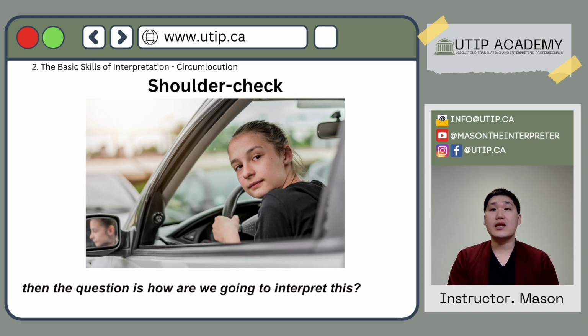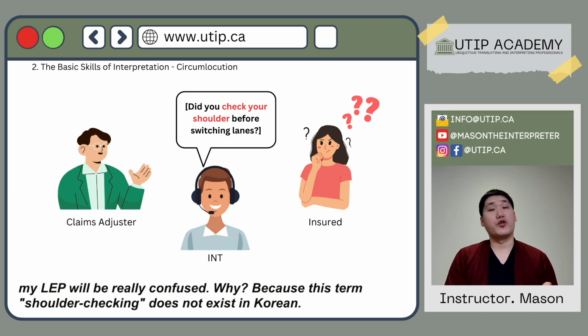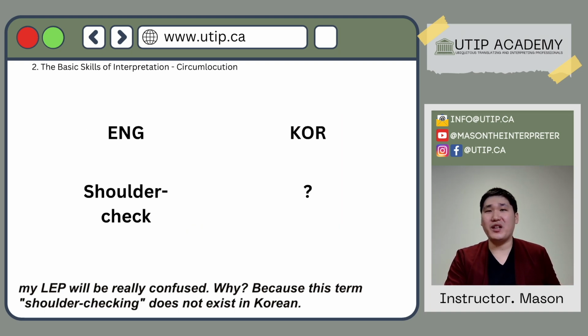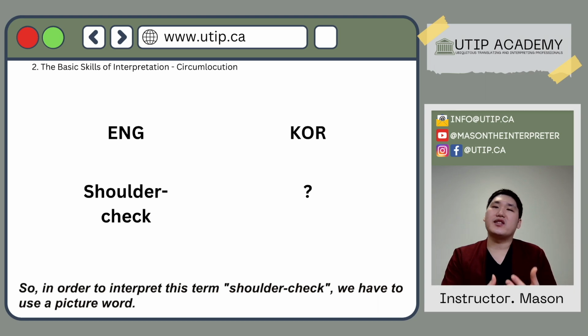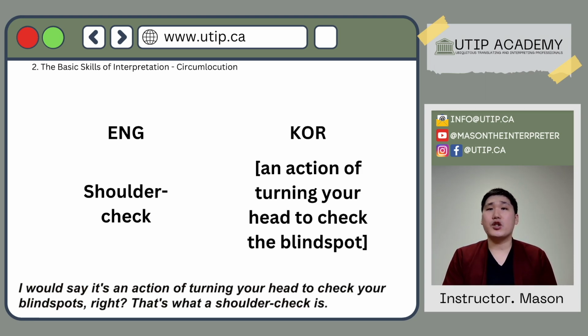So now we understand what a shoulder check is. Then the question is, how are we going to interpret this? If I say, did you check your shoulders before switching lanes in my language to the LEP, I am certain my LEP will be really confused. Why? Because this term shoulder checking does not exist in Korean. So in order to interpret this term shoulder check, we have to use a picture word. How would you describe this shoulder check? I would say it's an action of turning your head to check your blind spots, right? That's what a shoulder check is.